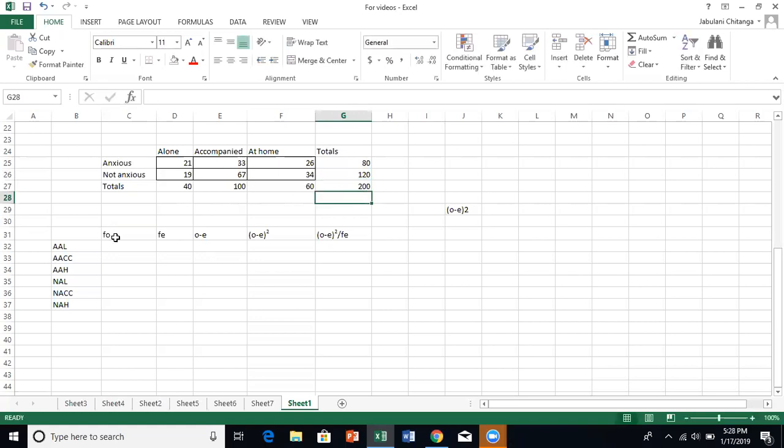So the FO is observed frequency. Another textbook, like I said, I read 4 textbooks, sometimes uses O only. I'm explaining from what I understand as I teach, and I'm also trying to explain questions frequently asked by my students. I name these cells, for example alone and anxious. The observed value there is 21, and then the second one, 33, and then 26.